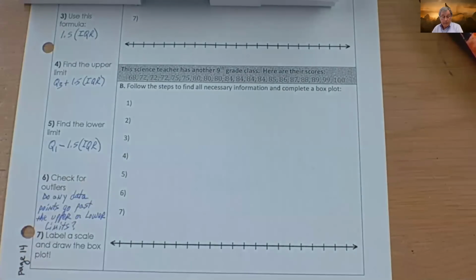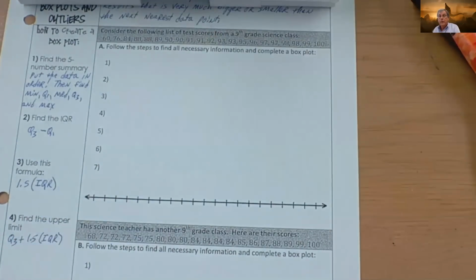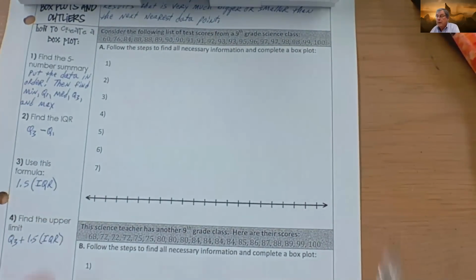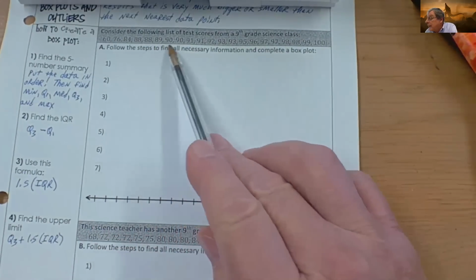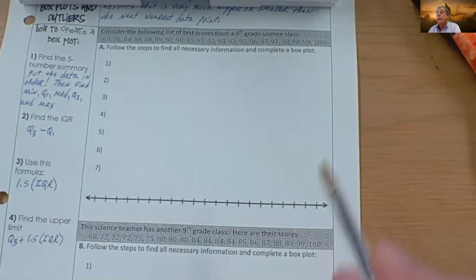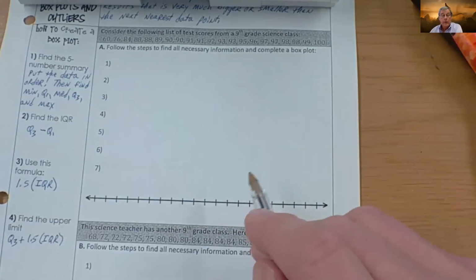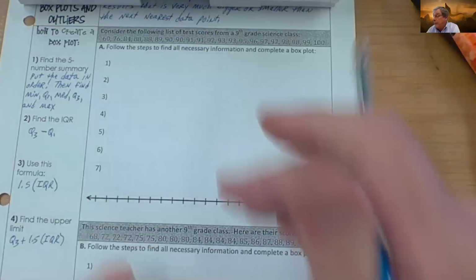Okay. And then of course, you'll draw a scale and label a scale and draw the box plot. Now that we know all the steps, let's go back here and do it. Now we see our numbers here, 60, 76, 84, 88, 89. It looks to me like, yes, they are already in order. So we don't have to put them in order. But we've got to find the 5 number summary.